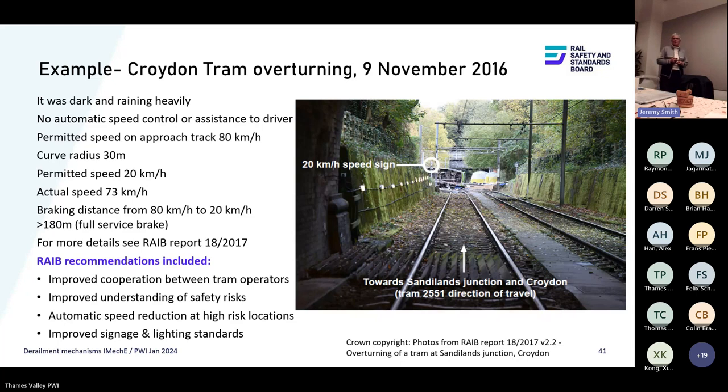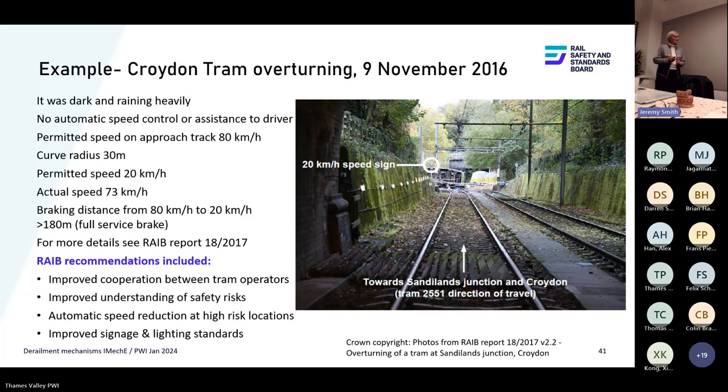So that's the driver's eye view in daylight. But bear in mind, this was early in the morning. It was dark. It was raining heavily. There was no automatic speed control, no assistance to the driver, no in-cab signalling. The permitted speed on the approach was 80 kilometres an hour. The curve radius was 30 metres and the speed around the curve was 20. The braking distance from 80 to 20 is more than 180 metres.